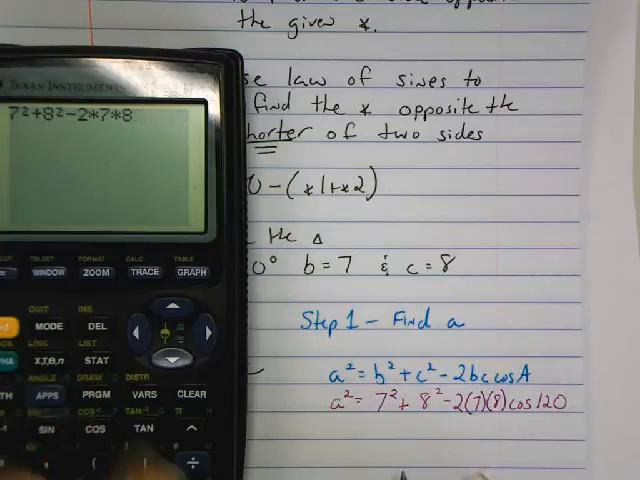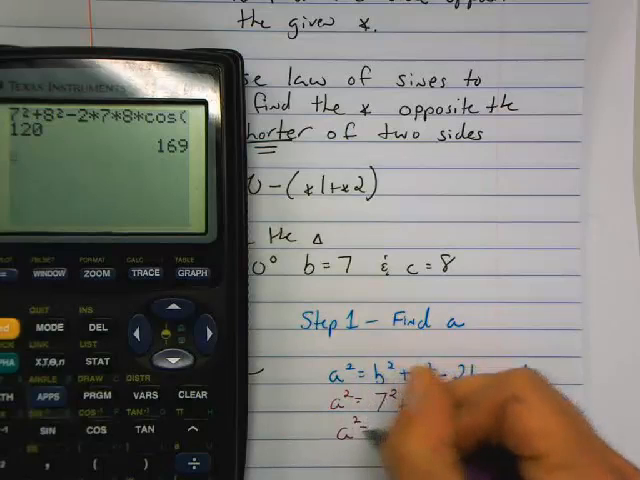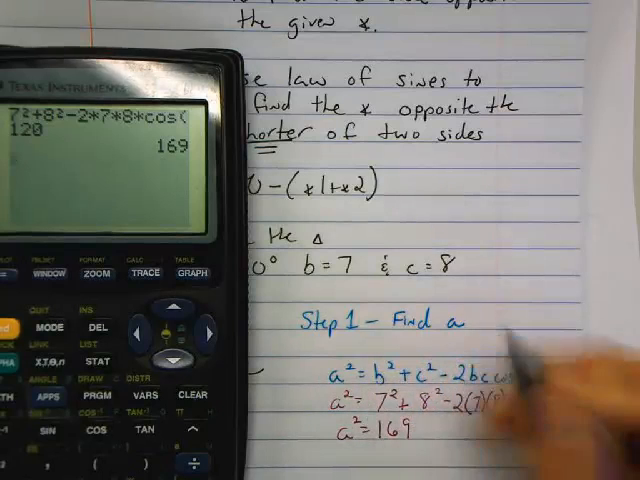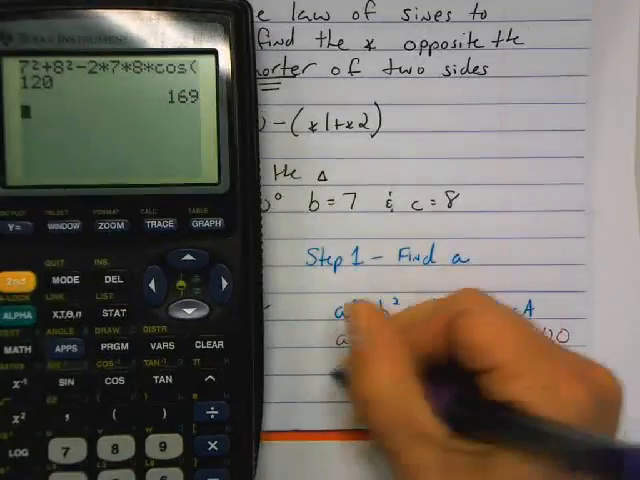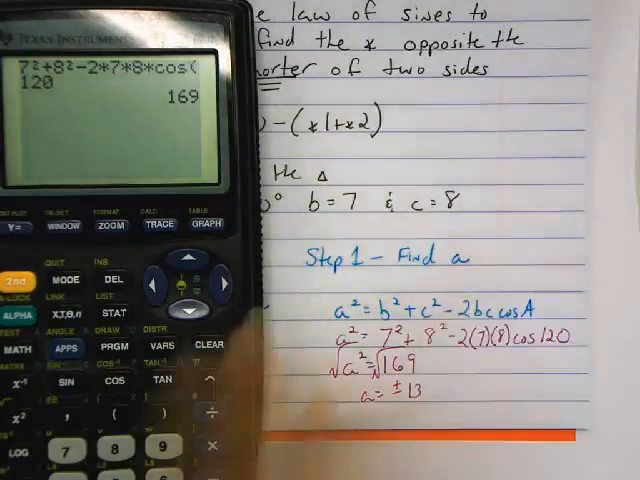Step 2 says let's find the angle opposite the shorter side. You have a side that's a 7 and a side that's an 8. Which one is the smallest? 7, so we're going to use law of sines to find angle B.